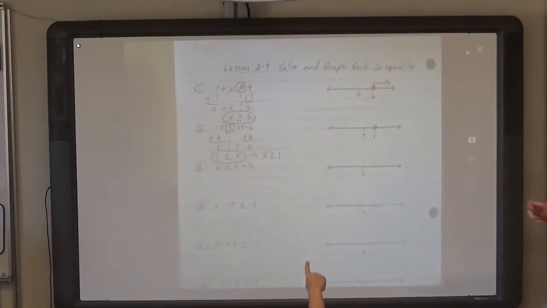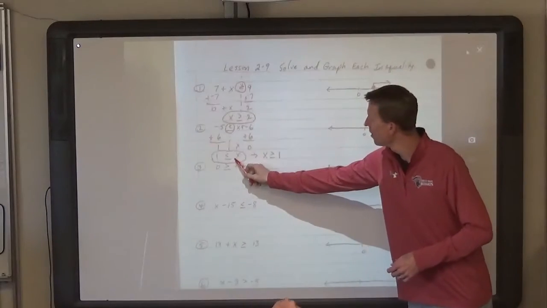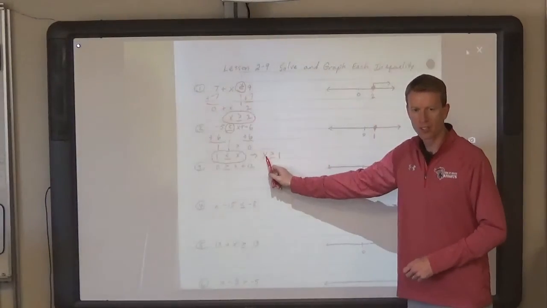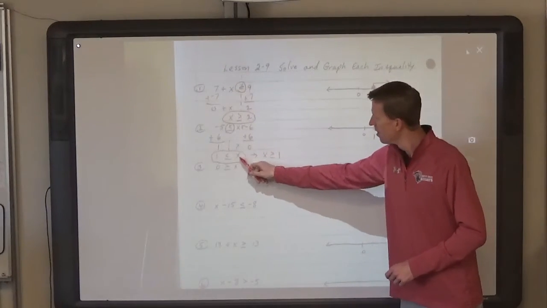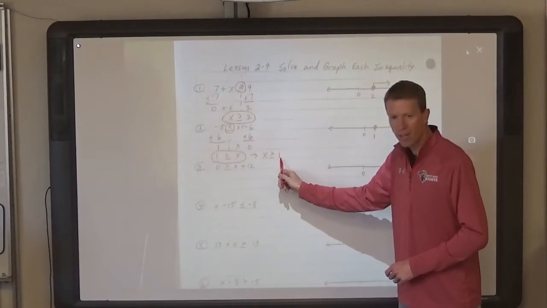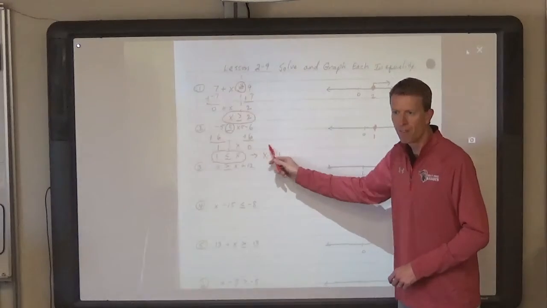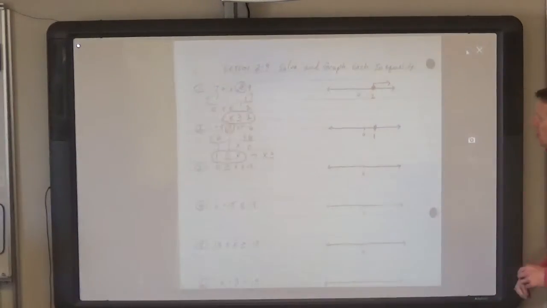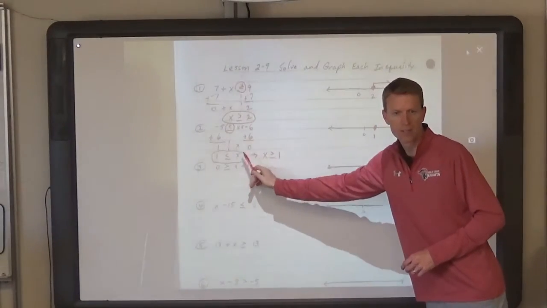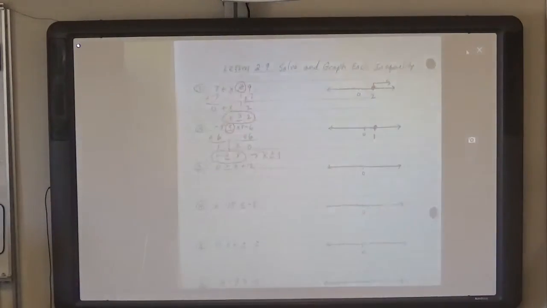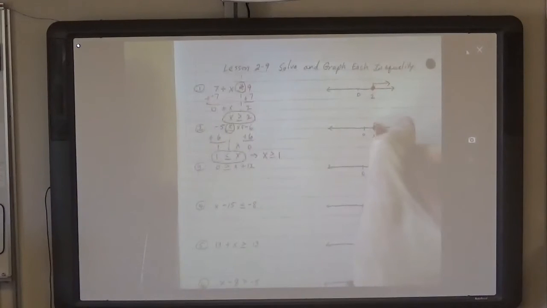If we turn this solution around so that the x is written first, the open part is pointed to the x, the symbol is still pointed at the 1, and the variable is written first. So these two things mean the same thing, don't they? This one shows that we should shade to the right. Okay?